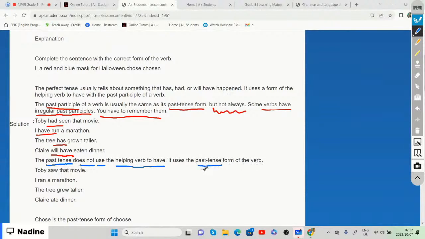For example, Toby saw that movie. So I see the movie, but Toby saw that movie in the past. So see is in the present tense, and saw is in the past tense. I ran a marathon. So run is something that we are doing now in the present, but in the past tense, I ran a marathon.